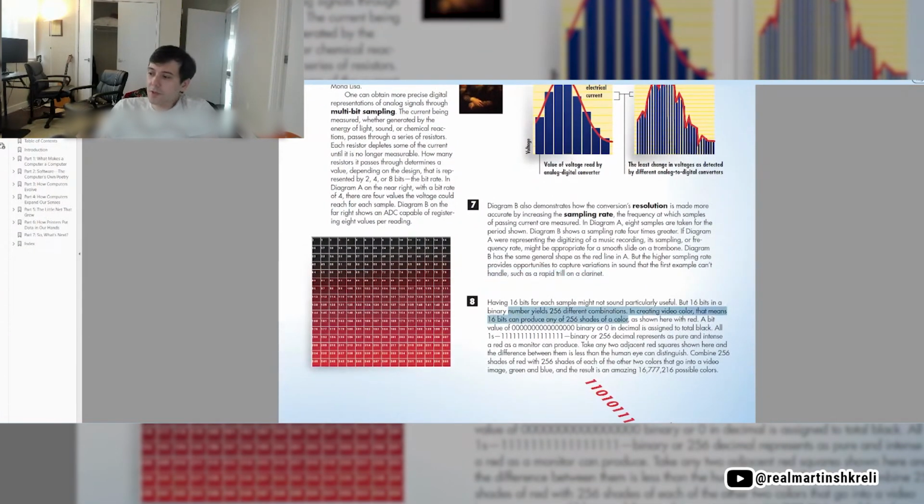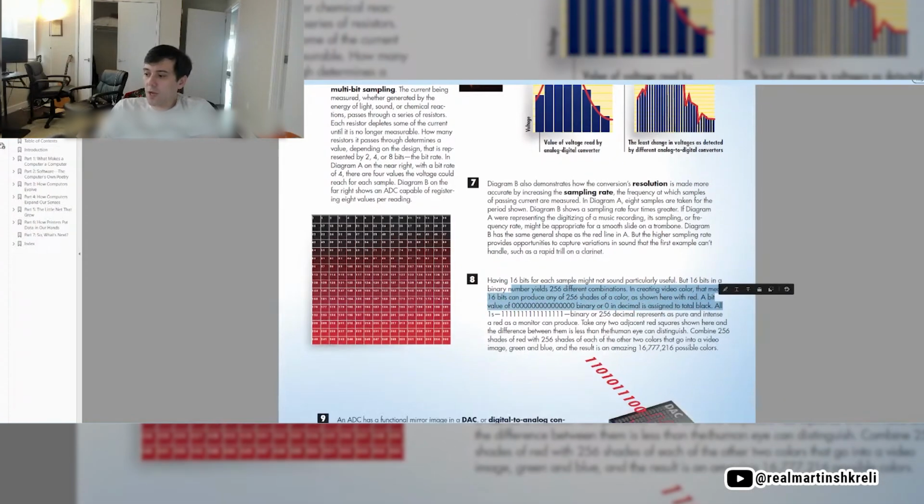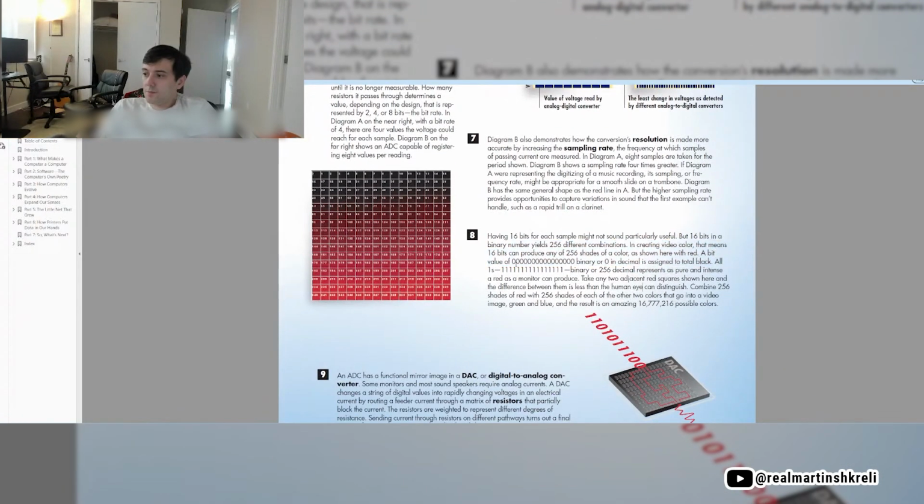Having 16 bits for each sample might not sound particularly useful, but 16 bits in a binary number yields 256 different combinations. In creating video color, that means 16 bits can produce any of 256 shades of a color, as shown here with red. A bit value of all zeros, 16 zeros, binary or 0 in decimal, is assigned to total black. All ones, binary or 256 decimal, represents as pure and intense a red as a monitor can produce.